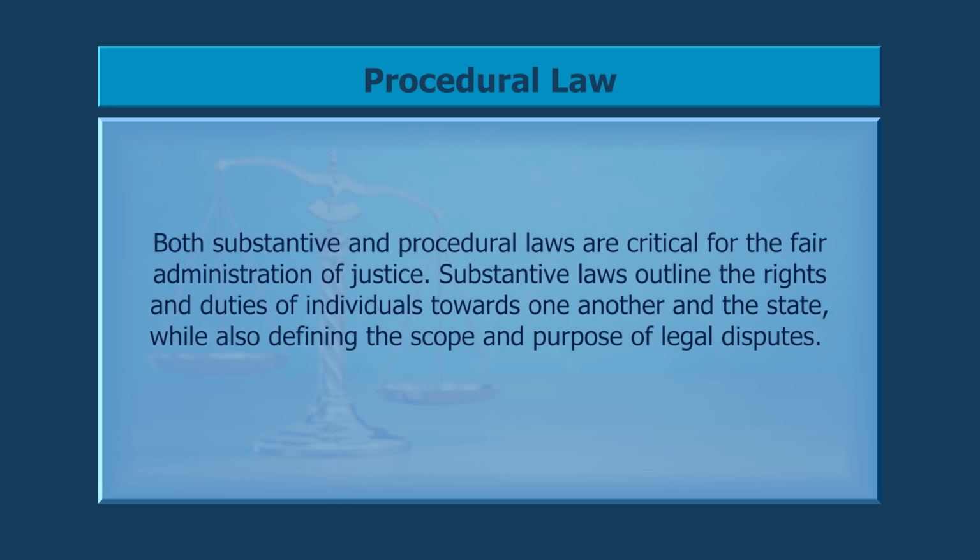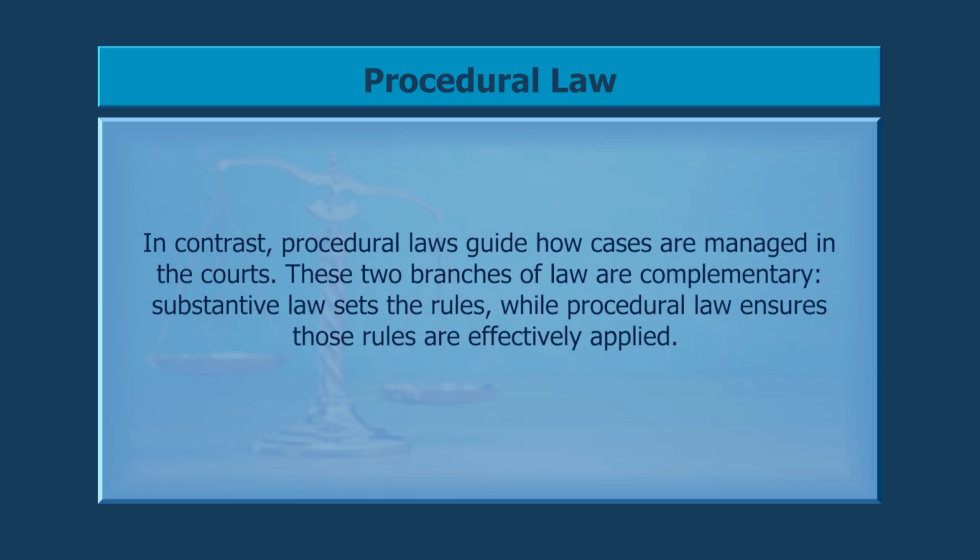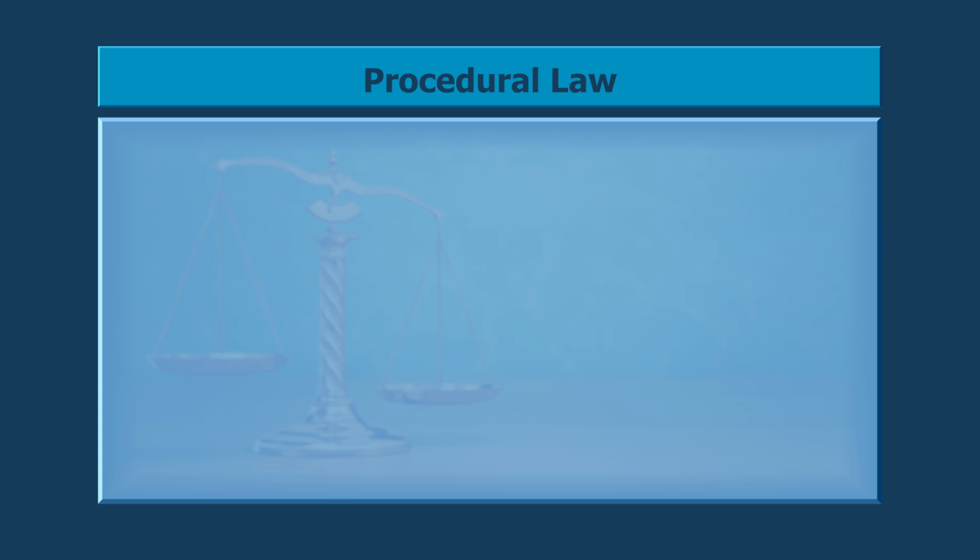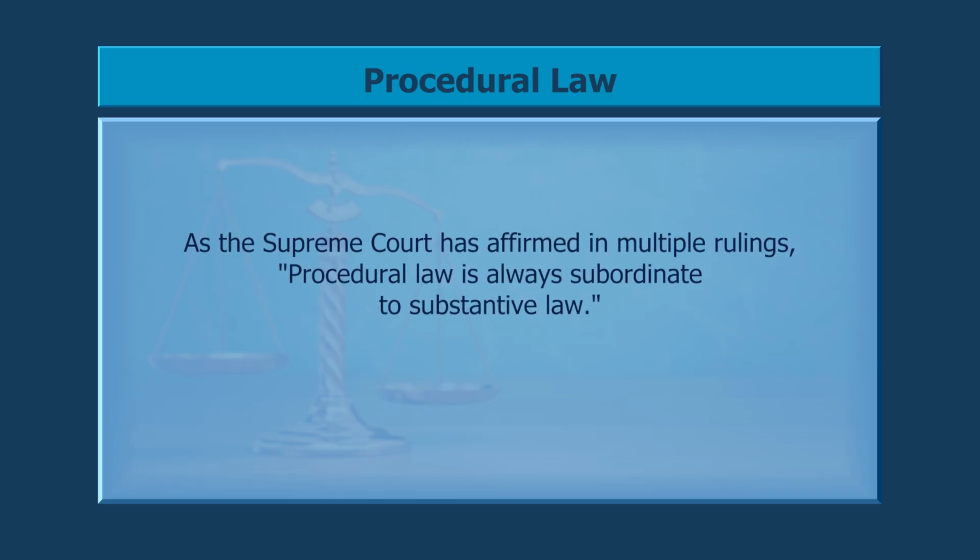Substantive laws outline the rights and duties of individuals towards one another and the state, while also defining the scope and purpose of legal disputes. In contrast, procedural laws guide how cases are managed in the courts. These two branches of law are complementary. Substantive law sets the rules, while procedural law ensures those rules are effectively applied. As the Supreme Court has affirmed in multiple rulings, procedural law is always subordinate to substantive law.